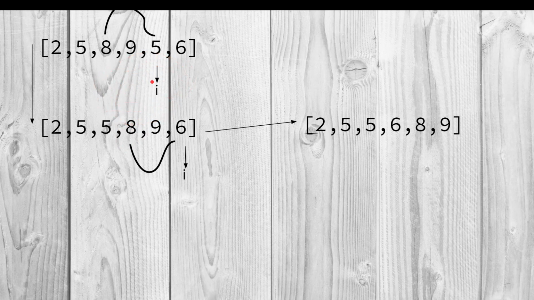Since we now know how this insertion sort works, I'll just directly send this 5 to this position. Okay. Similarly, I will point the 6 to this position, and finally we'll get the required sorted array.